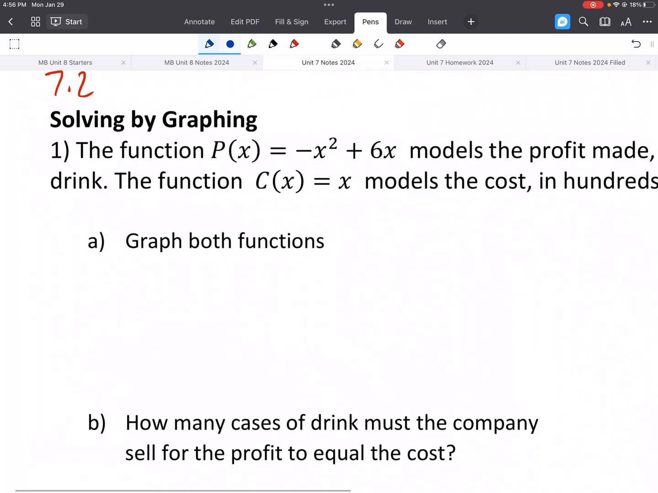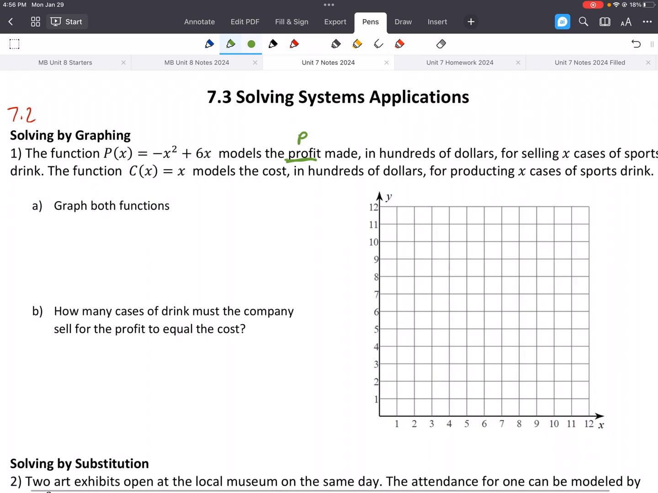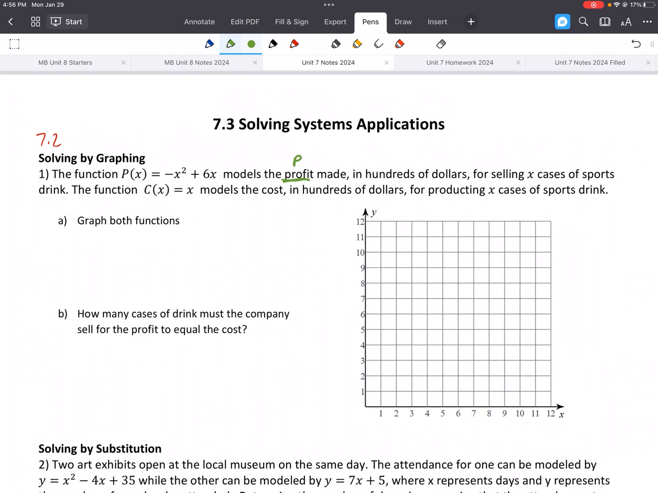So again, well, maybe I should read the instructions. That'd probably be good. So the function p of x equals negative x squared plus 6x models the profit made, so that's p, in hundreds of dollars, for selling x cases of sports drink. So if you sell a lot of sports drinks, then you're going to have more profit. That's the relationship for that equation.